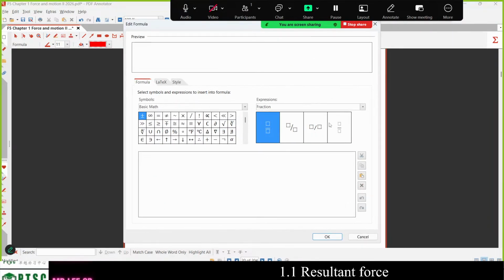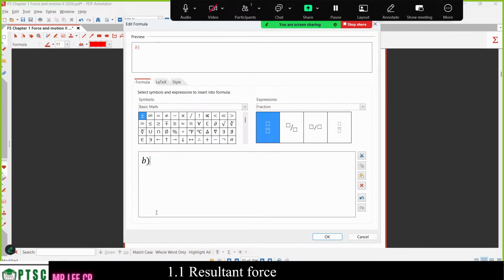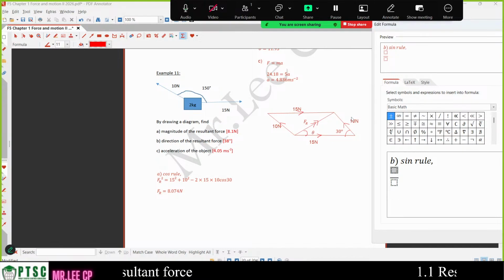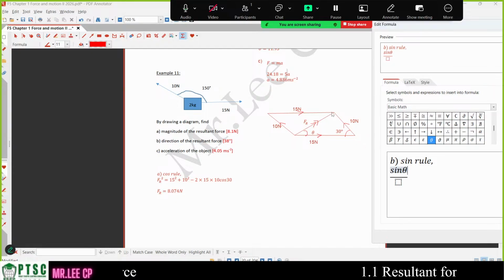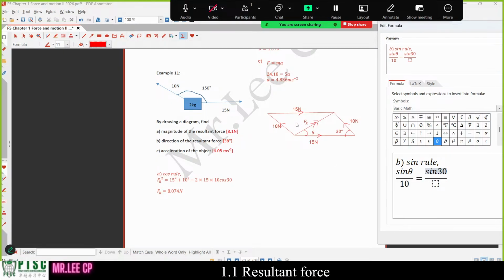Here it is, theta. So find theta. Sine rule. This one we are going to use the sine rule. So this one is opposite, right? Sine theta over the opposite. The opposite is 10, is equal to sine 30 over the opposite. The opposite is FR. FR is this one.